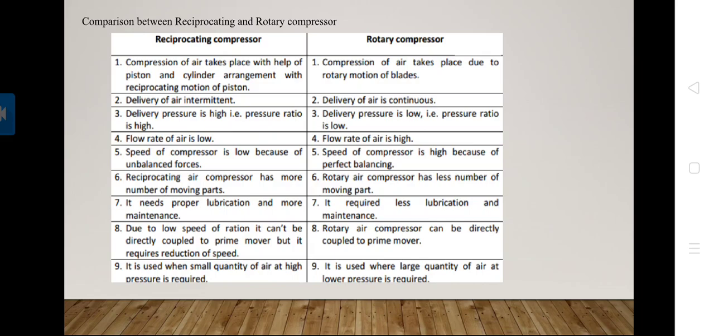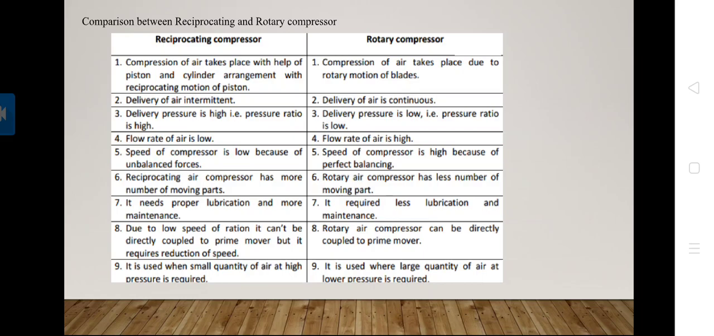Now we see the comparison between the reciprocating and rotary compressor. In a reciprocating compressor, the compression of air takes place with the help of a piston and cylinder arrangement, with the reciprocating motion of the piston, and in a rotary compressor the compression of air takes place due to the rotary motion of the blades, and the delivery of air is intermittent in a reciprocating compressor, and delivery of air is continuous in a rotary compressor.